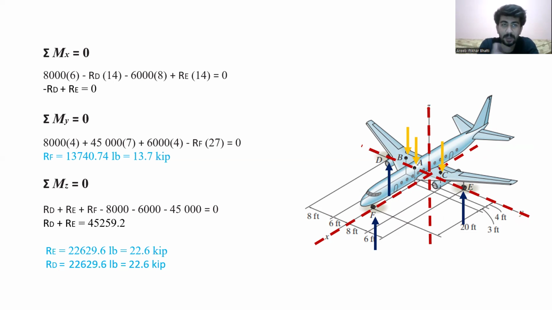45259.2. So when I solve these two equations, I get the reaction force at E and the reaction force acting at the wheel D, which is about 22,629.6 pounds. You see that the reaction forces at the wheel E and at the wheel D are the same, because these two reactions lie on the y-axis.